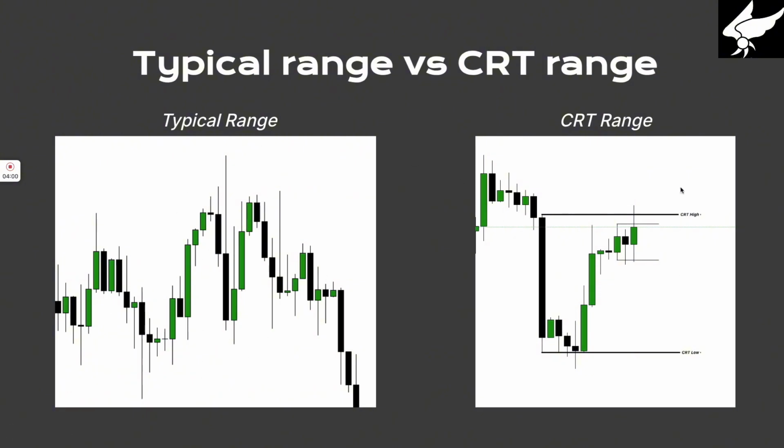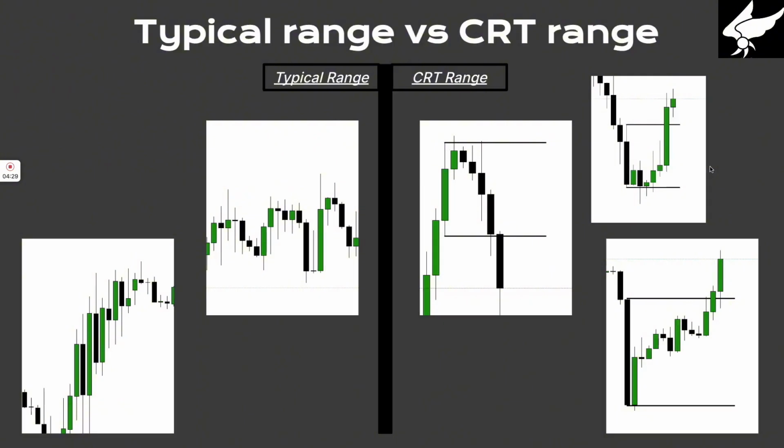On the right, for example, we have a CRT range. Thick candle forming the range. Inside bar, turtle souping the low, heading all the way to the CRT high. Guys, this is an inside CRT. So there's a CRT and a CRT within the CRT. Pay attention to that.